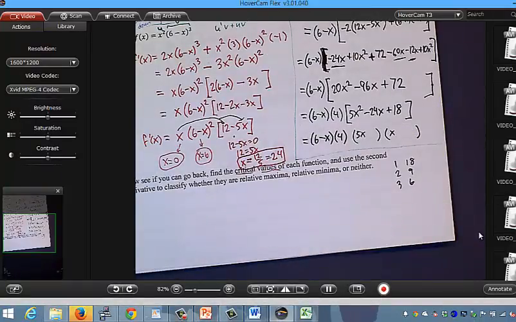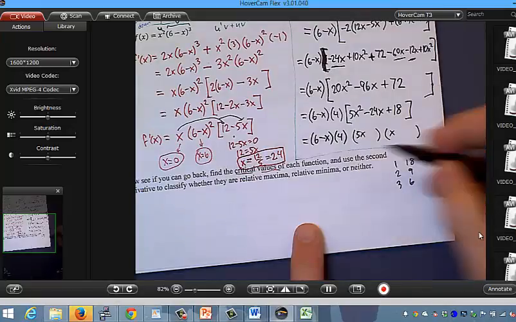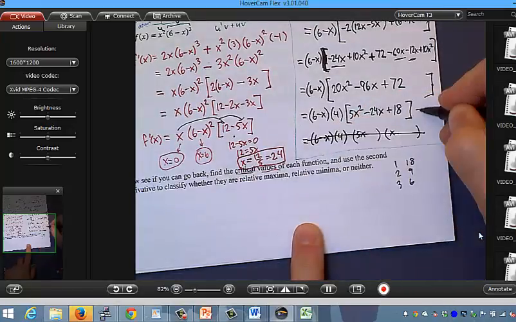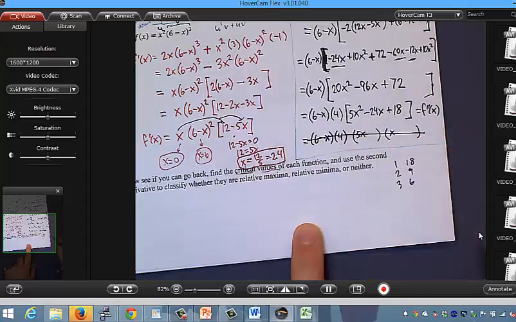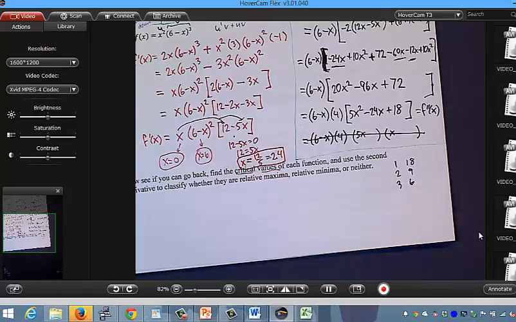Wow. Unfortunately, it doesn't factor. So this is f double prime of x. It's the best I could do, I guess. I told you guys, this one's kind of nasty, right? Okay. So, you guys all right?